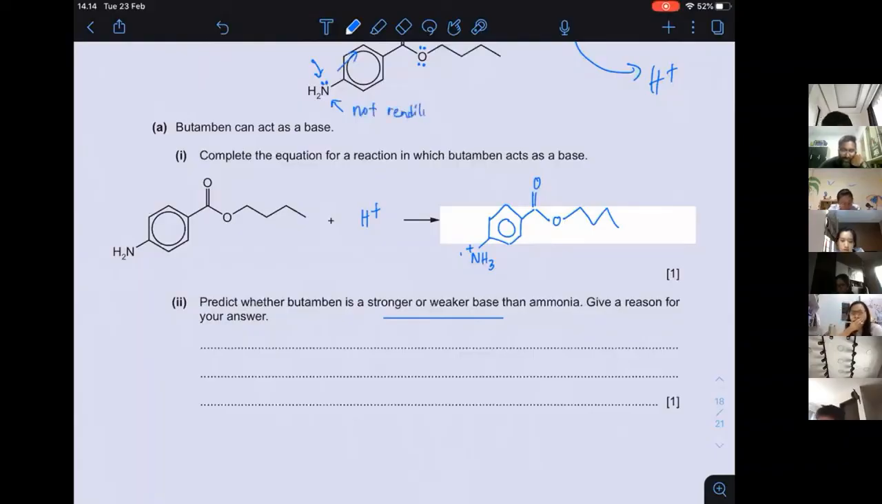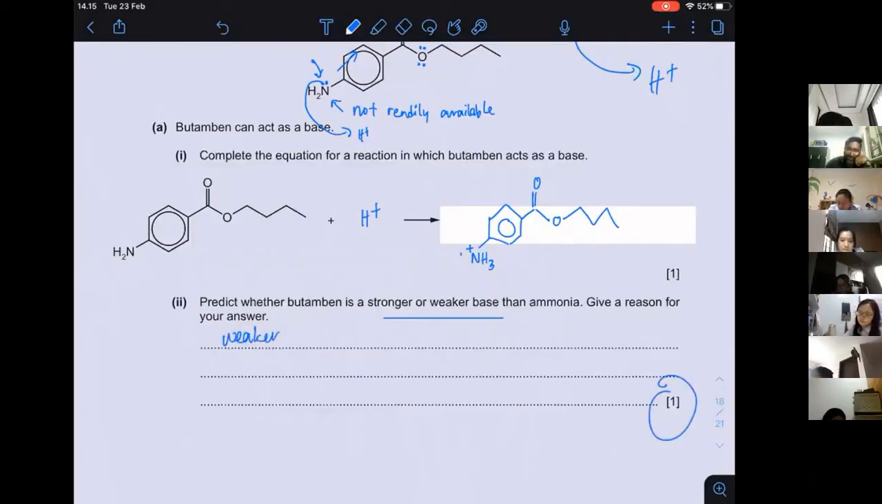Okay, not readily available. If it is not readily available, so when H+ comes in, they cannot accept the proton easily compared to ammonia. So that's going to be the answer. So it's weaker. That's going to be 1 mark. Okay, weaker. But again, you need to explain. If you don't explain, then it's going to be wrong.